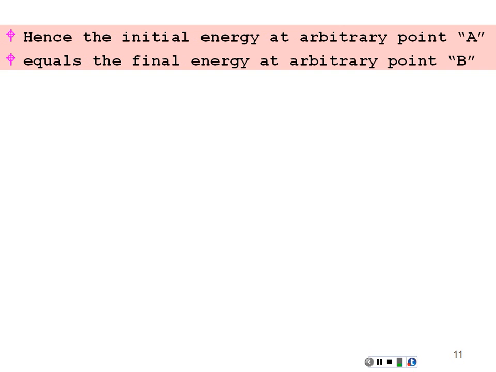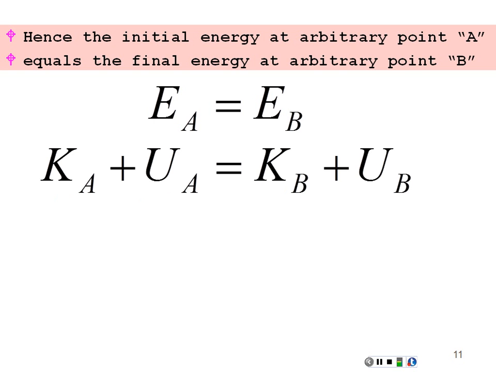Hence, if we choose an initial point at an arbitrary point A and our final point as an arbitrary point B, the initial energy at A should equal the final energy at B, which we could write as the kinetic energy at A plus potential energy at A. The total energy at A should equal the kinetic energy plus potential energy at B, the total energy at B. How we got there doesn't matter.